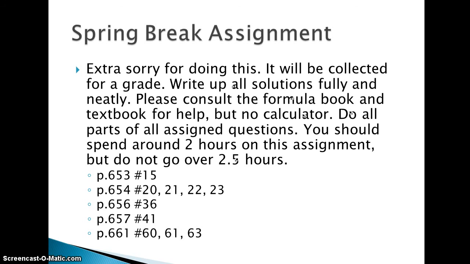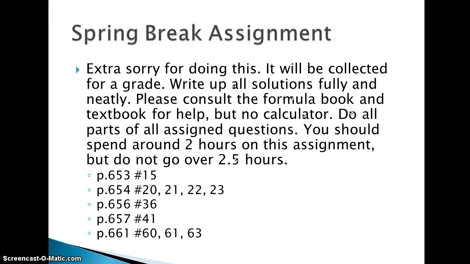I have some that I can give you. You can use the formula book. You definitely should use the formula book. You can also look in the textbook for help. These are designated non-calculator questions, so you should not be using a calculator. And some of the questions have multiple parts. You need to do all parts of every question.